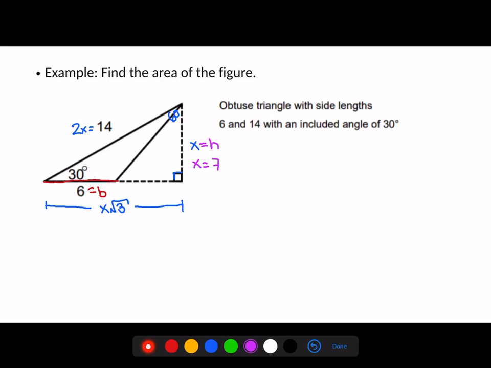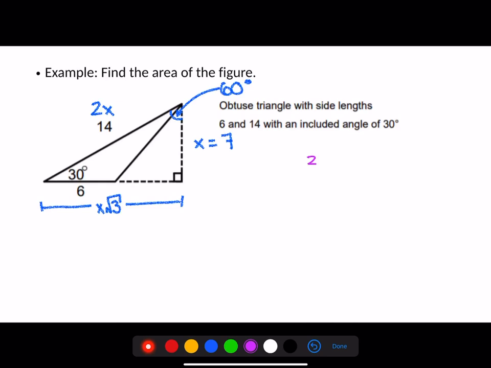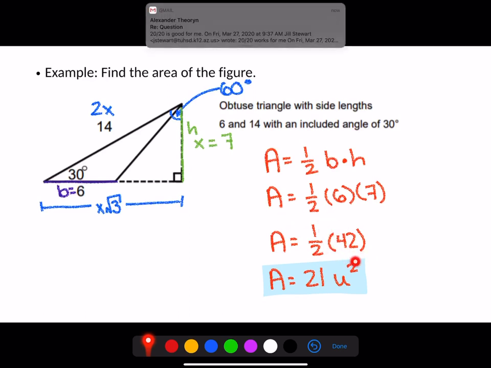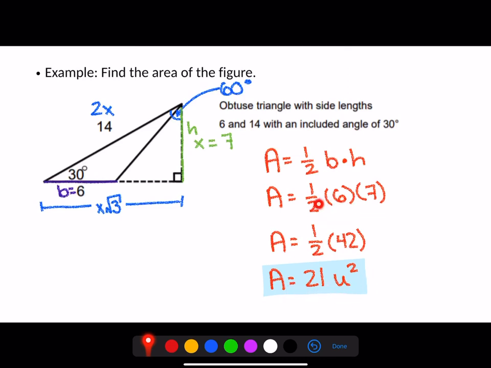From here, we can use our area formula for a triangle. Area is equal to 1/2 base, which is 6. Oops, sorry about that. Base, which is 6. And height, which is 7. This will give me area is equal to 1/2 of 42. Area is equal to 21 units squared. You could have also done area is equal to 1/2 times 6, which is 3, times 7, giving us 21. So either way works. Whichever way you want to multiply works perfectly fine. So we get 21 square units for the area of this obtuse triangle.